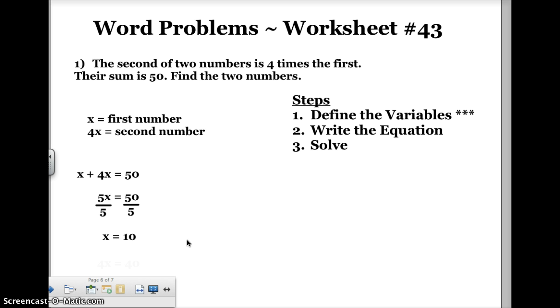Now the important thing to remember is you have to define the variables and write that down when you do these problems. So when you do these problems, you need to write x is equal to the first number, 4x is equal to the second number, then write your equation, and then solve it using a two-step process. All these things need to be shown when you solve this problem. Let's look at the next problem and see how it goes.